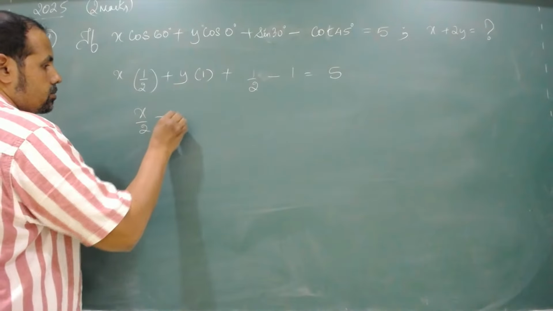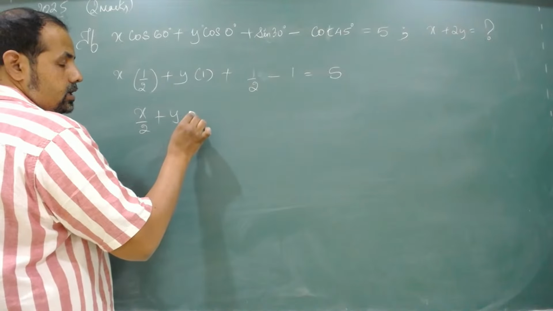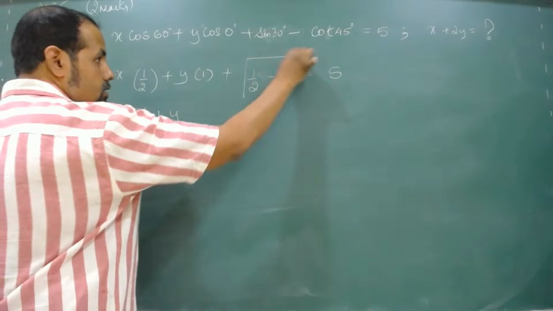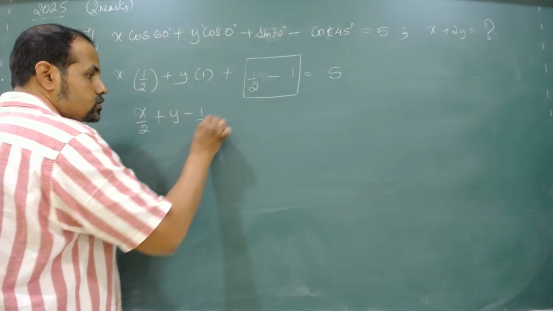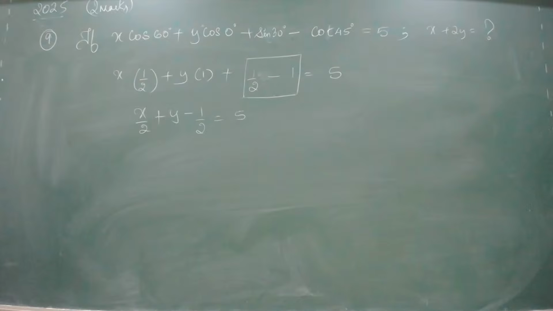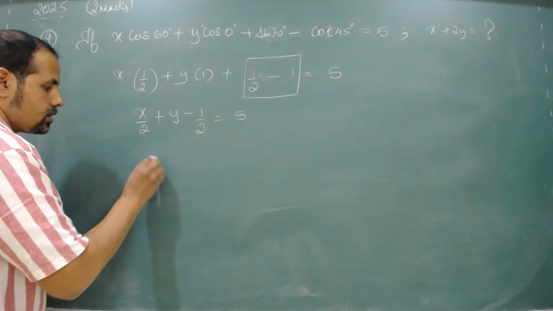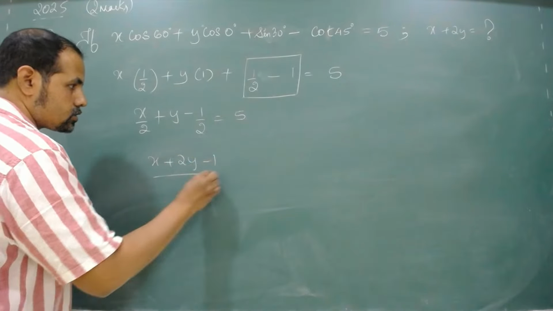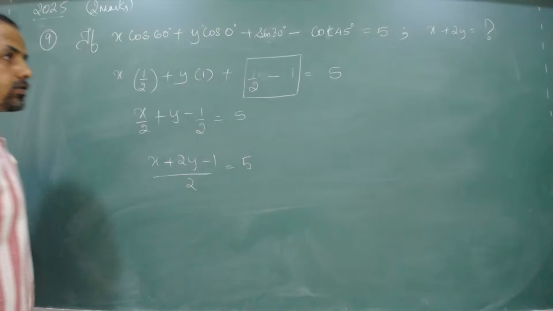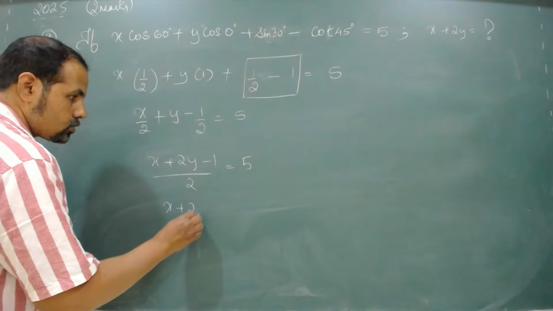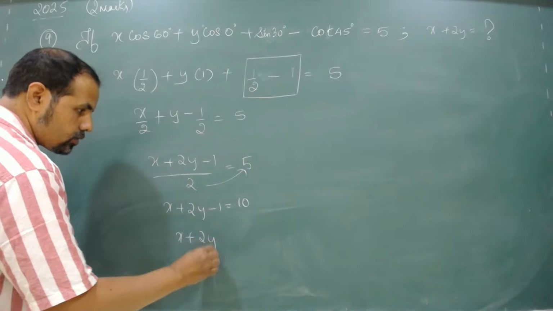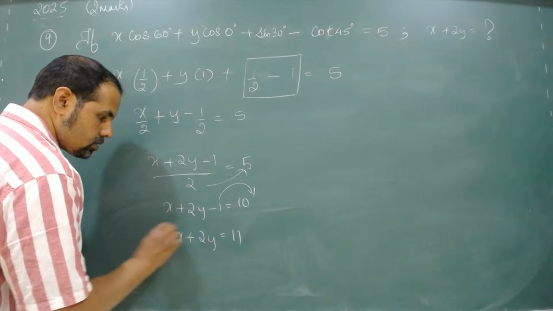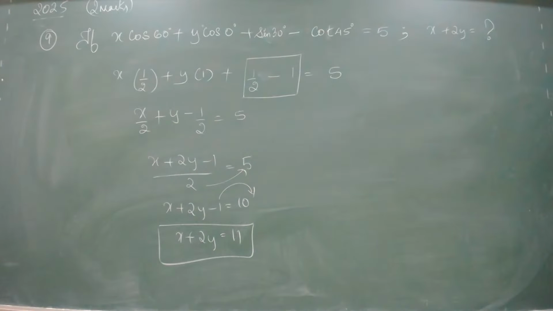x by 2 plus y, 1 by 2 minus 1 is minus 1 by 2, is equal to 5. Let me take the LCM for the denominator over here: x plus 2y minus 1 is equal to 5, hence x plus 2y minus 1 is equal to 10. So x plus 2y is equal to 11. That would be the required answer.